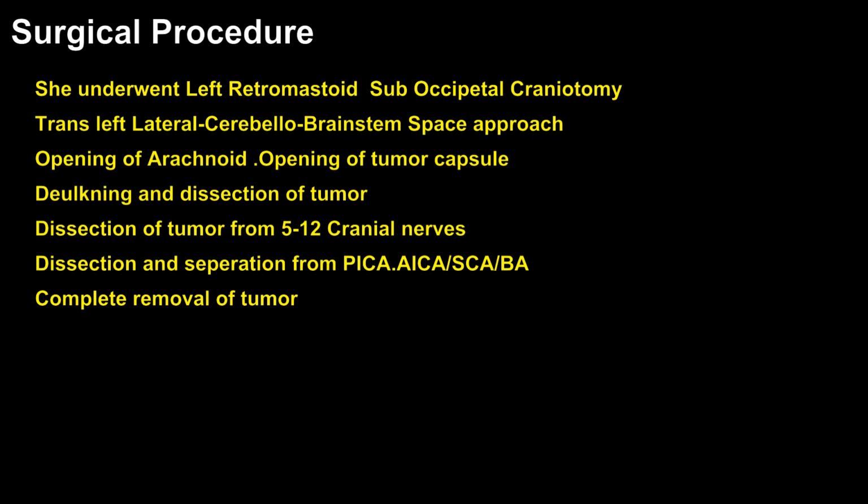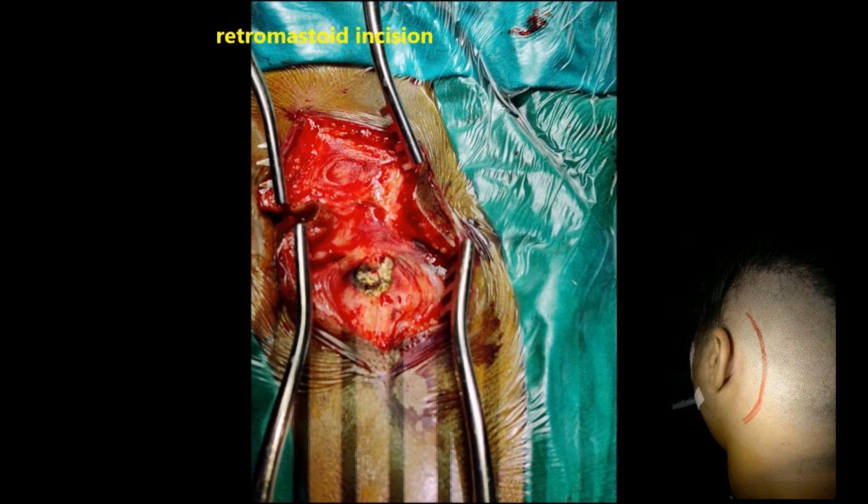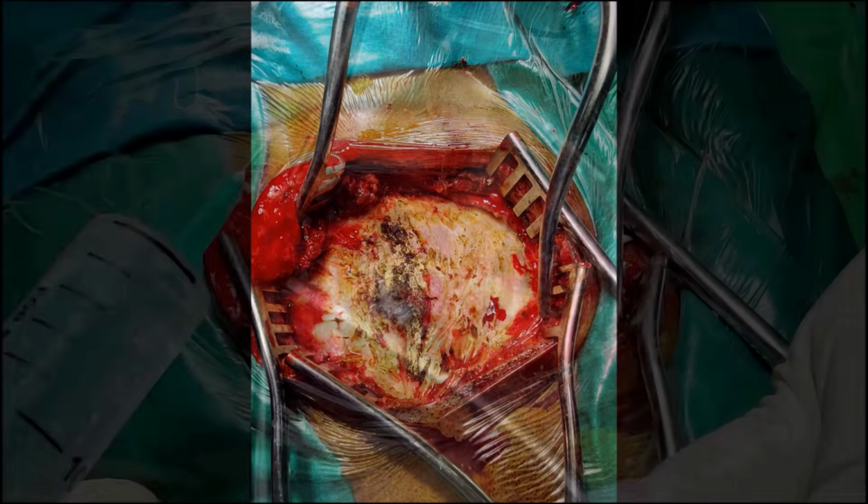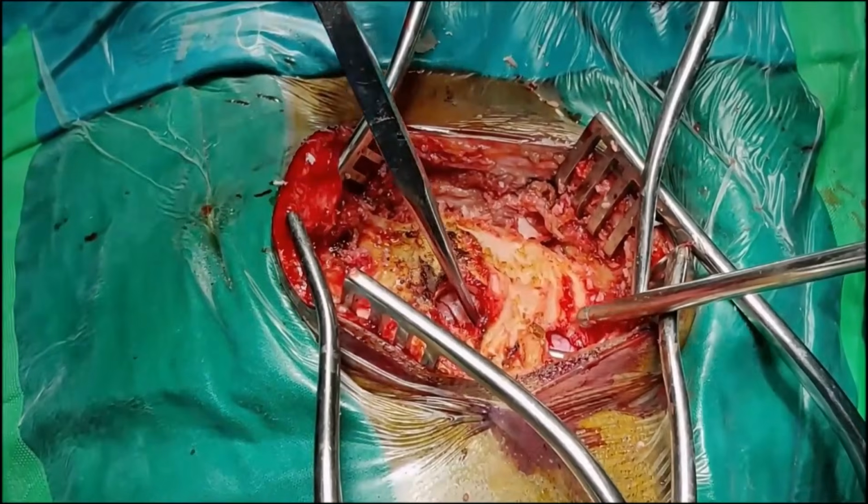With this, she was taken up for surgery. She underwent, in lateral position, a left retromastoid suboccipital craniotomy, a trans left lateral cerebellobrainstem space approach, opening of the cisterna magna, opening of the arachnoid, and dissection of the tumor from the surrounding neurovascular structures and complete excision.